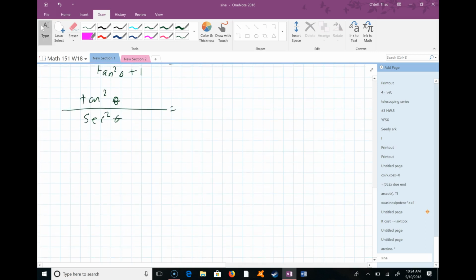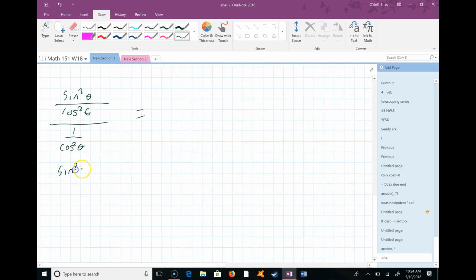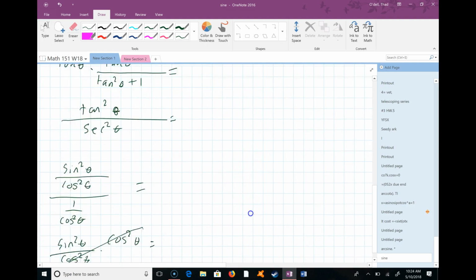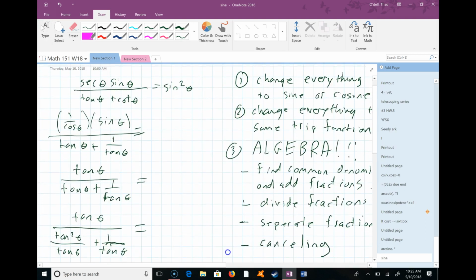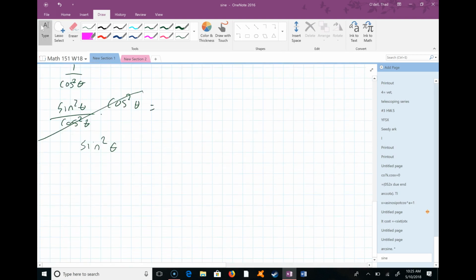Does that give me what I want? Yeah, that's going to be sine squared over cosine squared, and that's 1 over cosine squared. So now when I multiply by the reciprocal, I get a cosine squared on top. And those cancel out. I'm left with the sine squared theta. There it is. Yay. And there's much rejoicing.